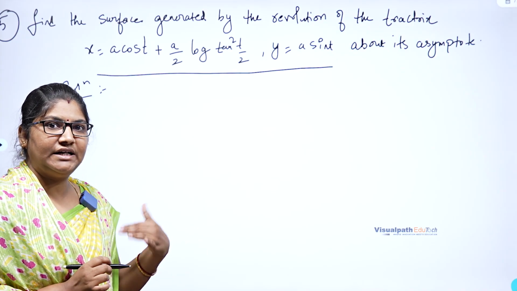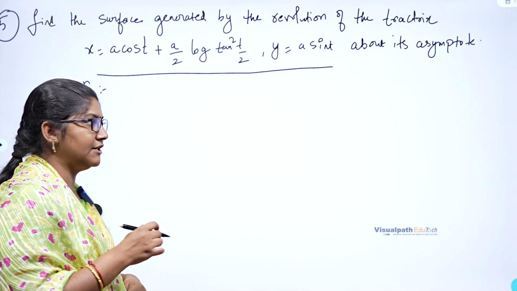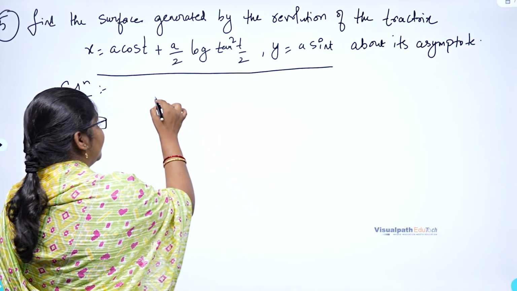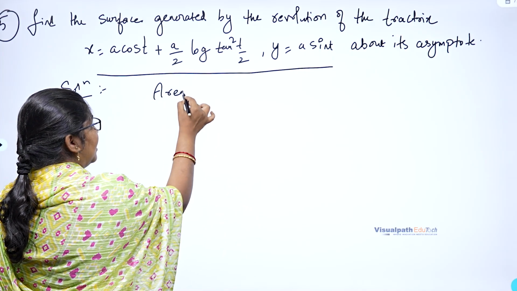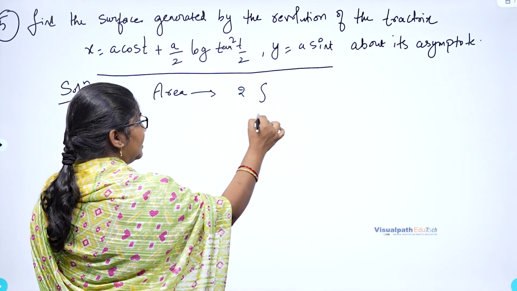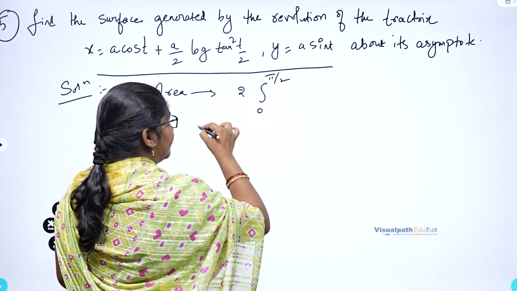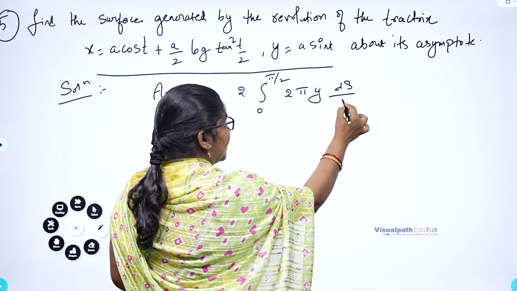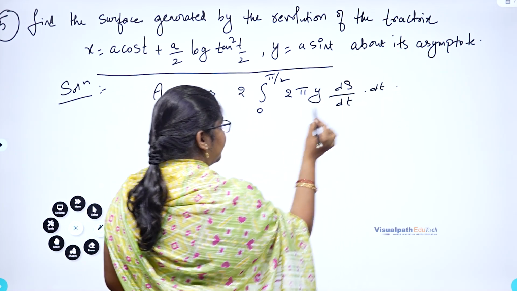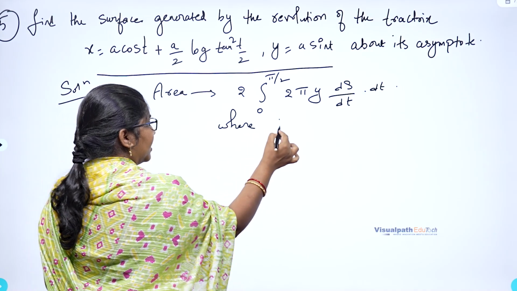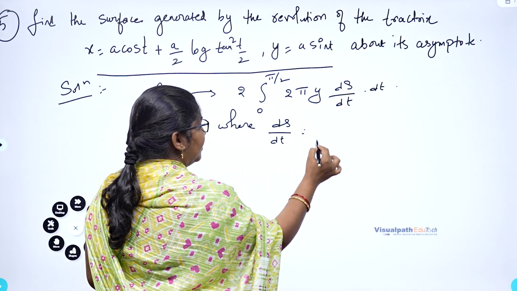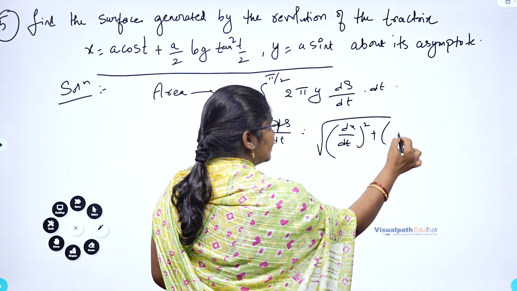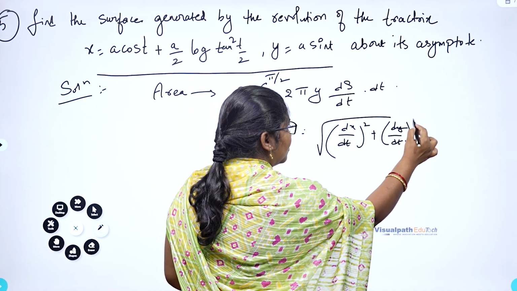Now we will find dx by dt and dy by dt. Why are we finding dx by dt and dy by dt? Our area formula will be 2 times integral 0 to pi by 2 of 2 pi y ds by dt into dt, where ds by dt is equal to under root dx by dt whole square plus dy by dt whole square.